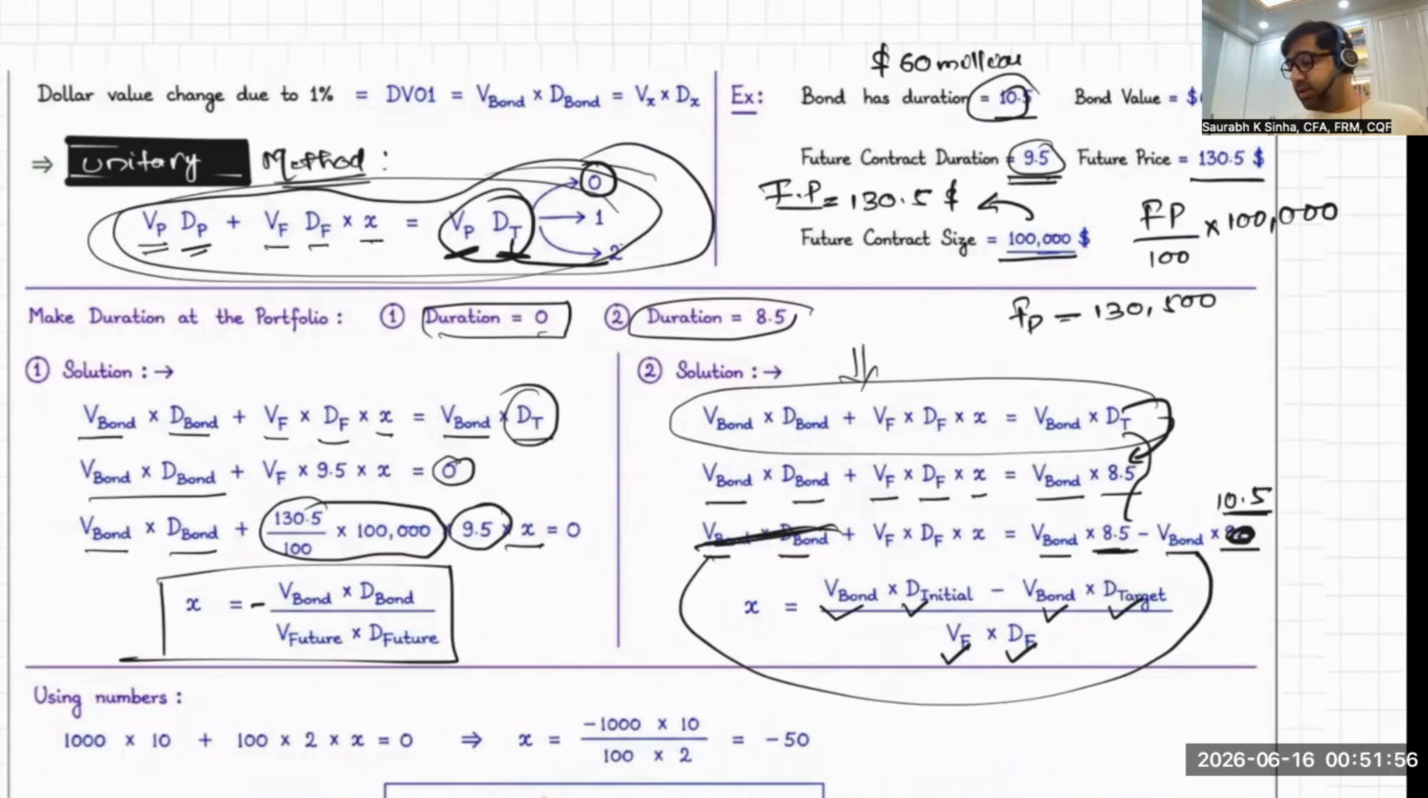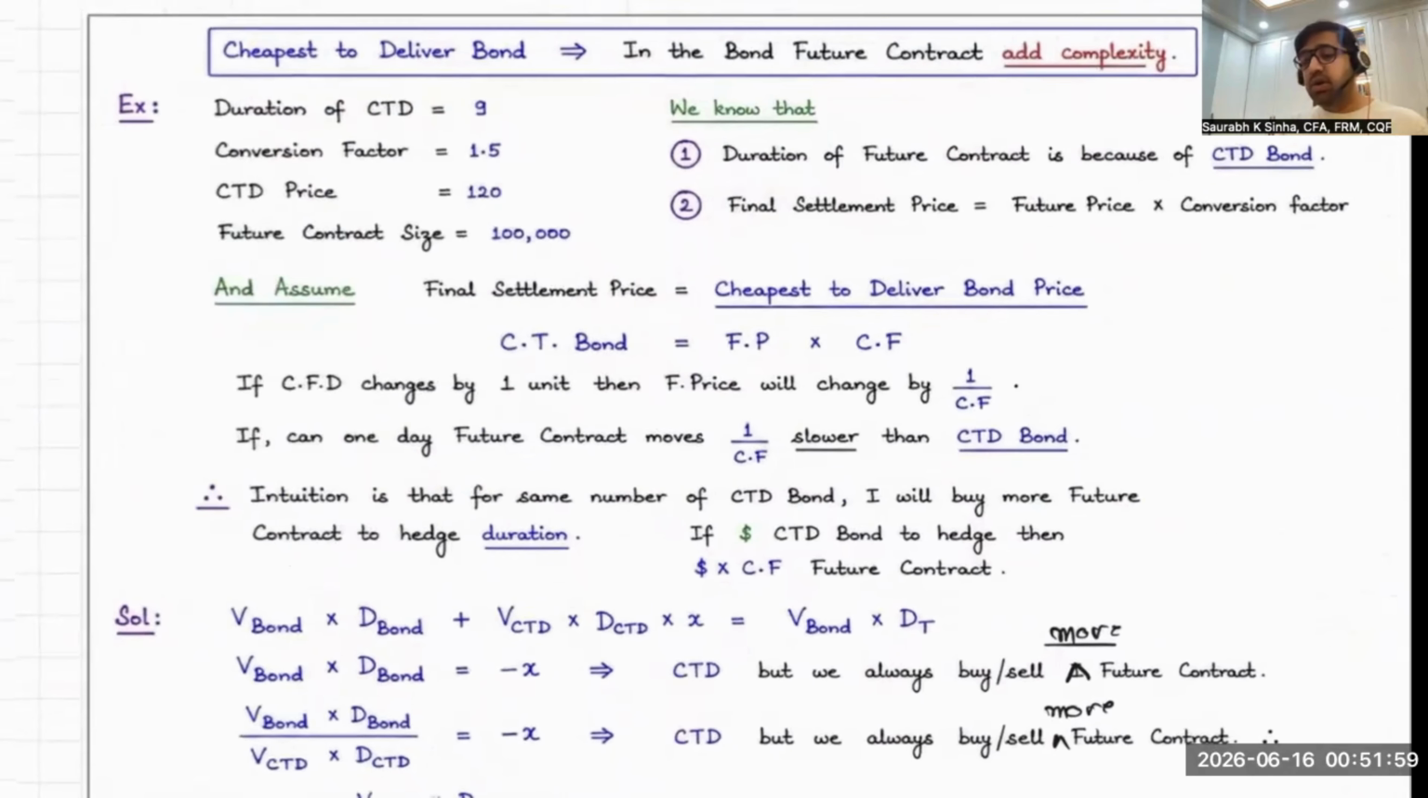But there is a complexity. The complexity arises because of the cheapest to deliver bond in a treasury bond future contract. Everything is identical, but this conversion factor in the cheapest to deliver bond adds the complexity, and we have to understand that complexity. So, what will happen in any general question of a treasury bond future contract? They will talk about the duration of the cheapest to deliver bond. And that's why I was saying that it is necessary that you understand cheapest to deliver bond in the treasury bond future contract, which is the previous video in the series of lectures.